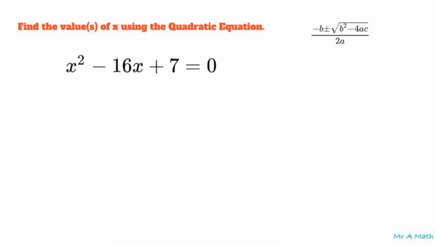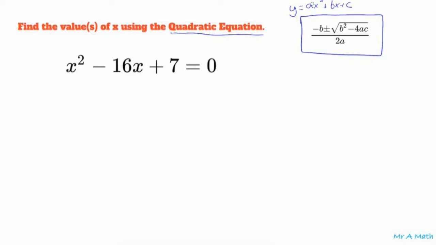All right, so here's an example of how to find the value of x using the quadratic equation. This quadratic equation I have over here in blue is negative b plus or minus the square root of b squared minus 4ac all over 2a. So first we have to figure out what the a's, b's, and c's are. Well, that's in the standard quadratic model, which looks like this: ax squared plus bx plus c.